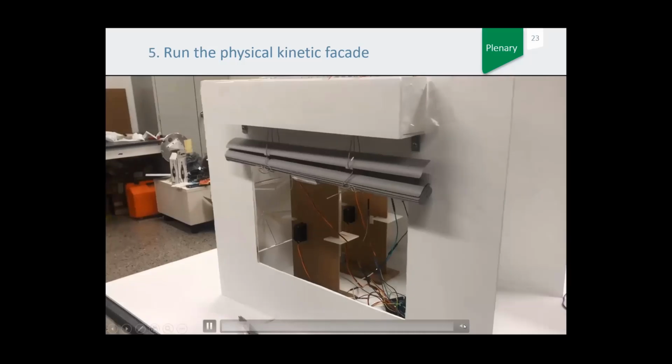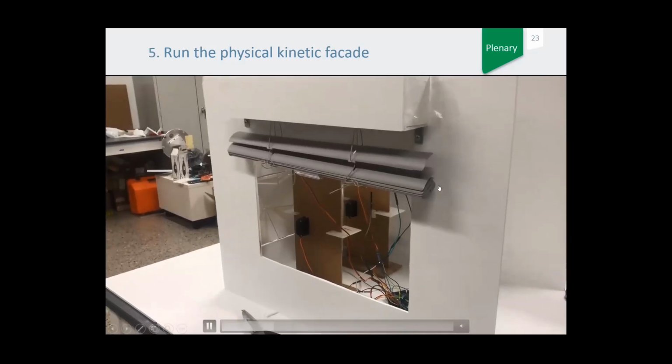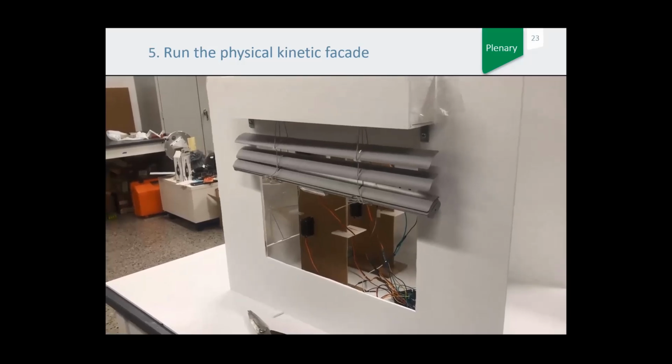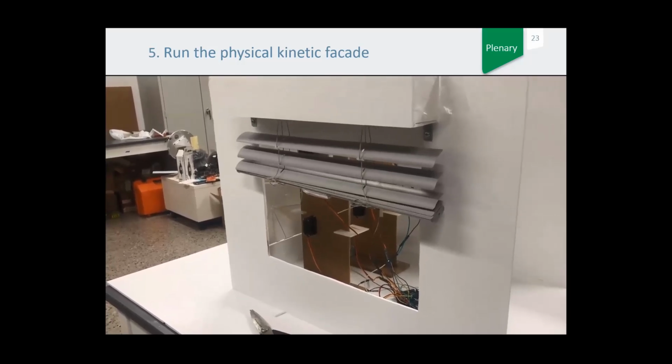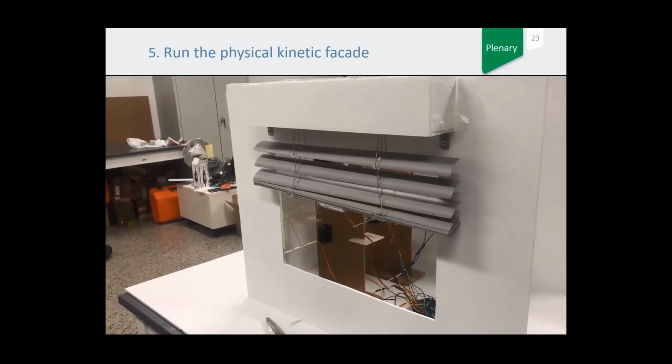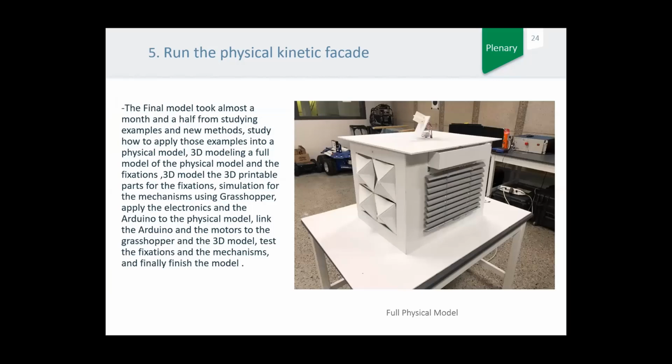And also, this is the blind. It's not working so well, but I had to make it so fast because I was going back home. And here's the final model of the small house and these different mechanisms of kinetic facade.